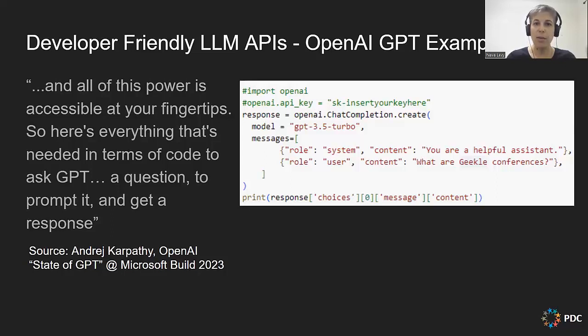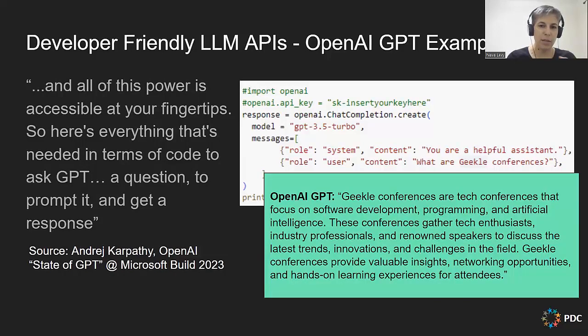Now, you can see here the API. He asked ChatGPT or GPT 3.5 something regarding Microsoft Build. I asked what is the Geekle conference because I use it for the talk that I mentioned earlier at the Geekle conference, and this was the answer. So all of this with just a few lines of code and almost free. It's amazing, right?